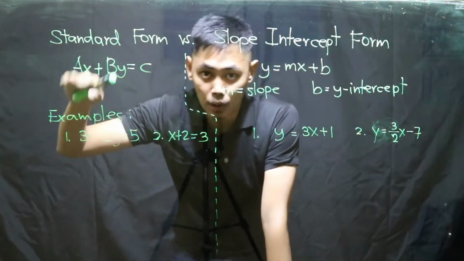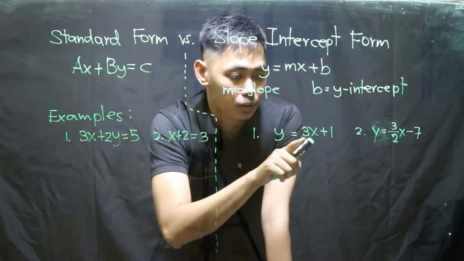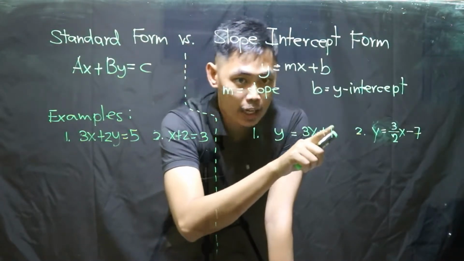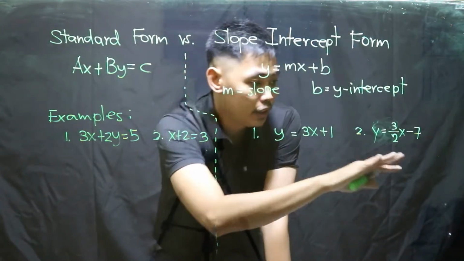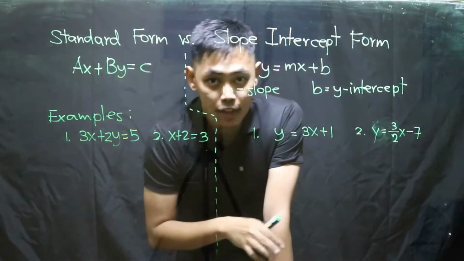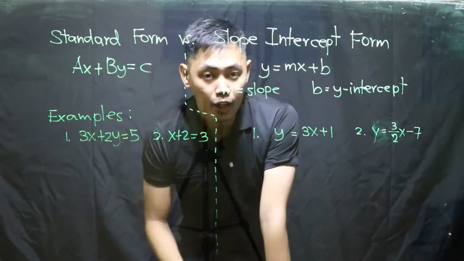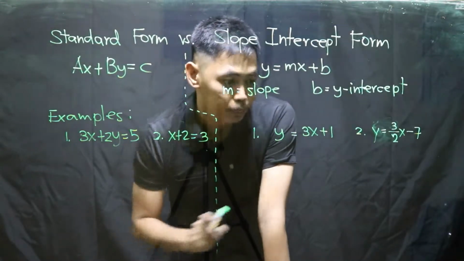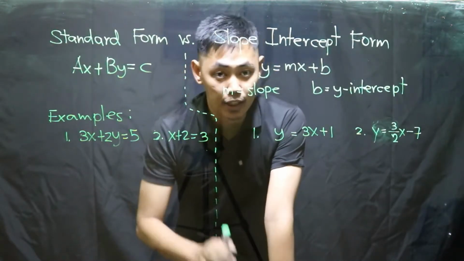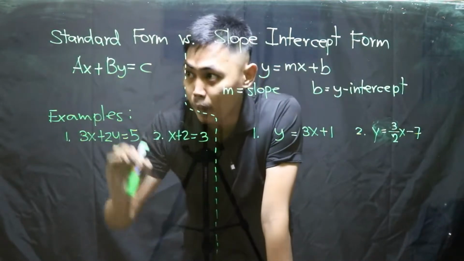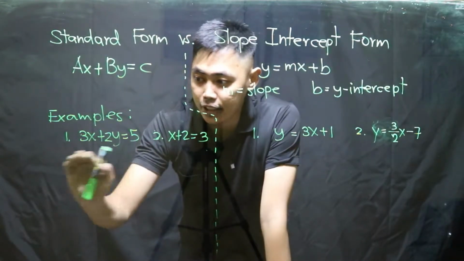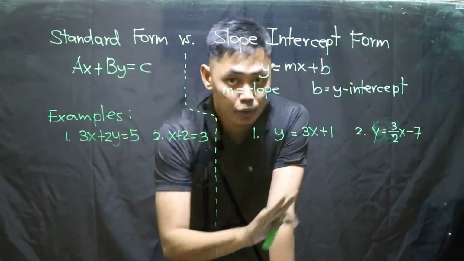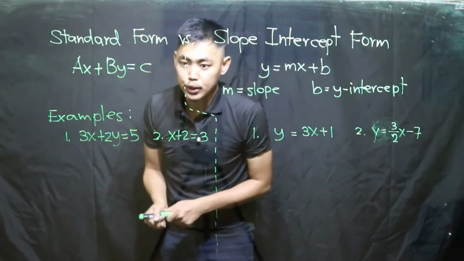Now, the slope here is readily available. You do not need to solve anything to find the slope. So, for number 1, we can see that the slope is 3 and the y-intercept is 1. And for number 2, the slope is 3 over 2, and our y-intercept is negative 7. Okay? No need to solve. Just look at the equation. And that's the main reason why we are converting the standard form to the slope-intercept form. Okay? So let's go ahead and solve this one.